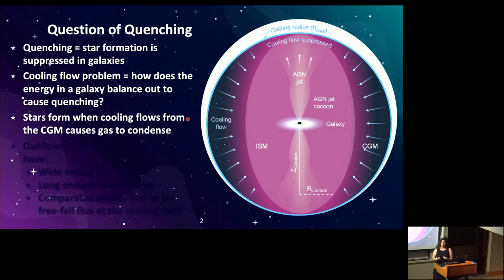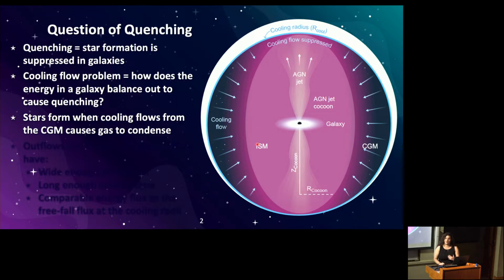But in order to understand quenching, we first have to understand what causes star formation to begin with. You can see in this diagram here on the right an example of a galaxy here at the center, surrounded by a hot interstellar medium. And surrounding the interstellar medium is the circumgalactic medium, which is very cool and very sparse. When the circumgalactic medium exerts cooling flows onto the hot gas within the interstellar medium, it causes it to slow down and condense, thus forming stars.